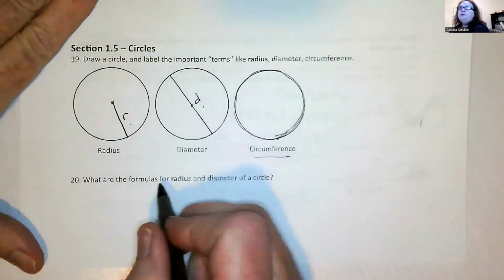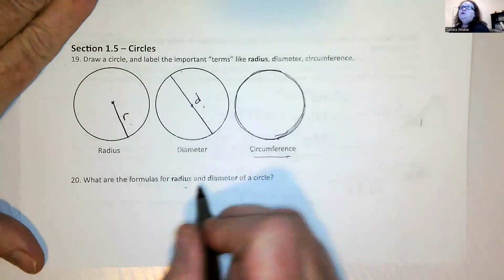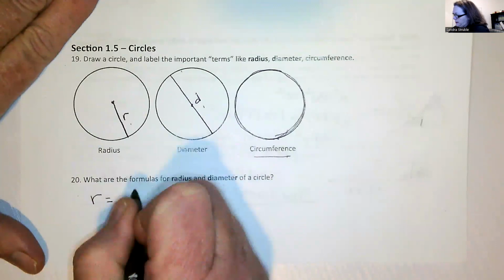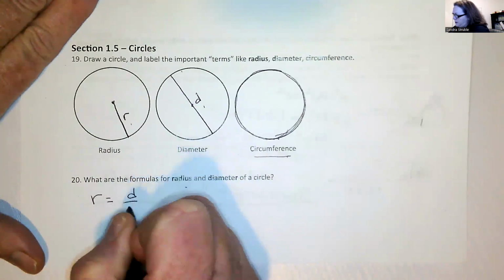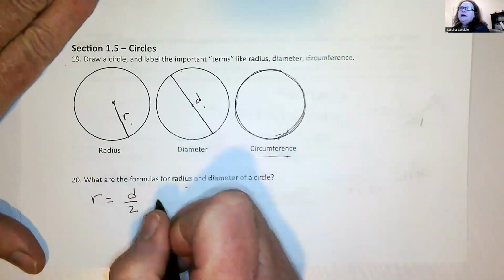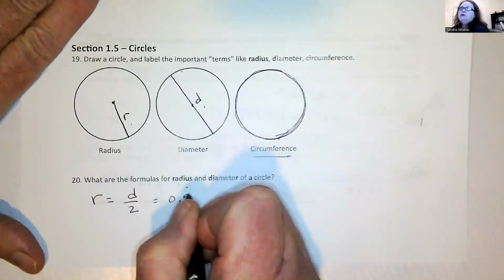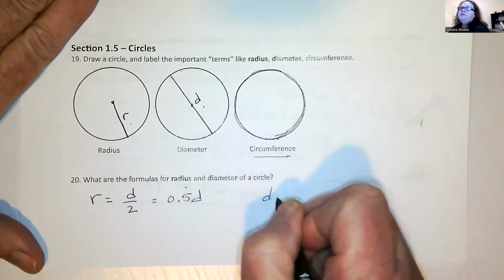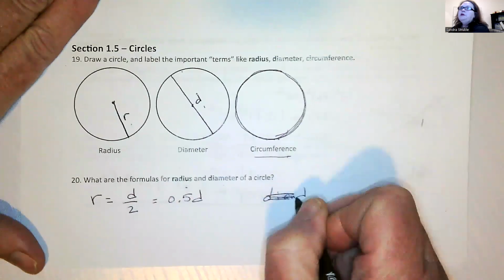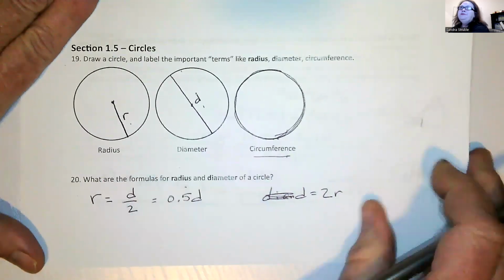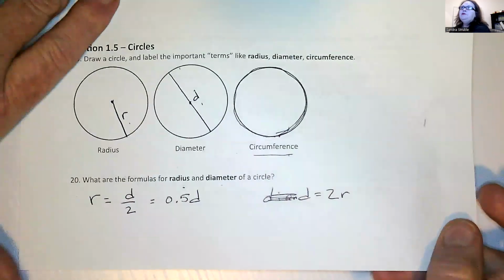So what are the formulas for the radius and diameter of a circle? The radius is equal to the diameter divided by 2, okay? Or you could say 0.5 times the diameter, right? The diameter is equal to 2 times the radius. That's it. So there are the formulas for the radius and diameter of the circle. Please make sure you have those in your notes.